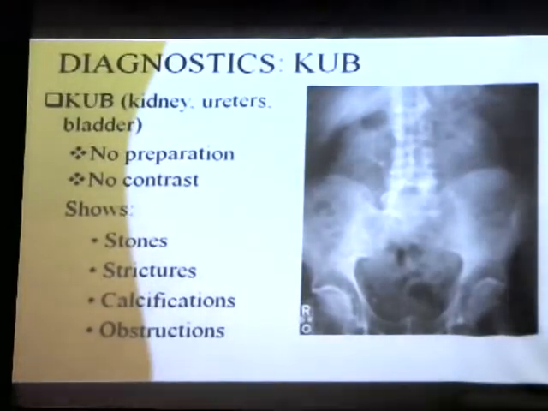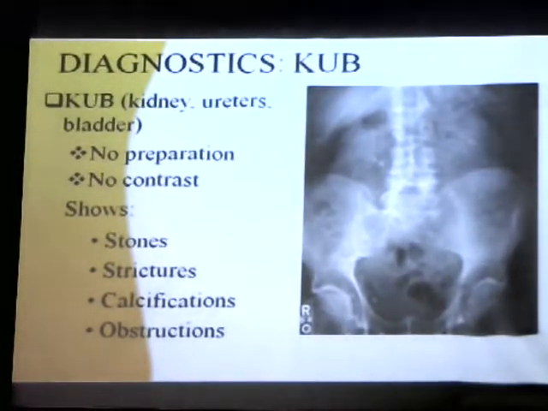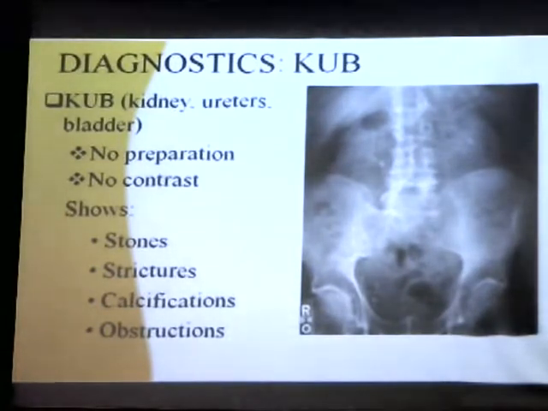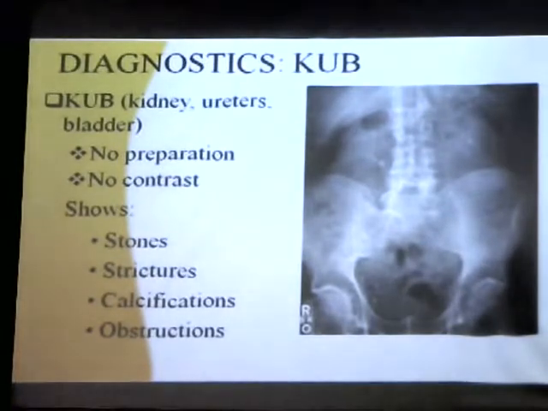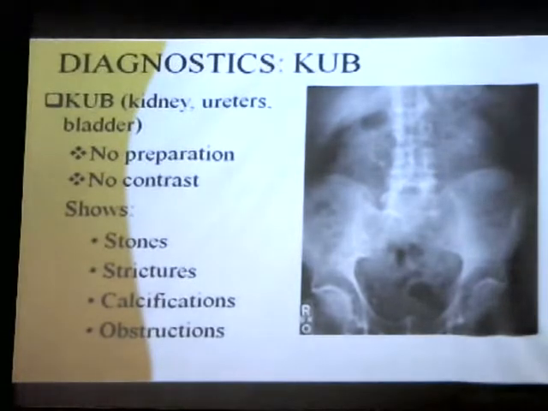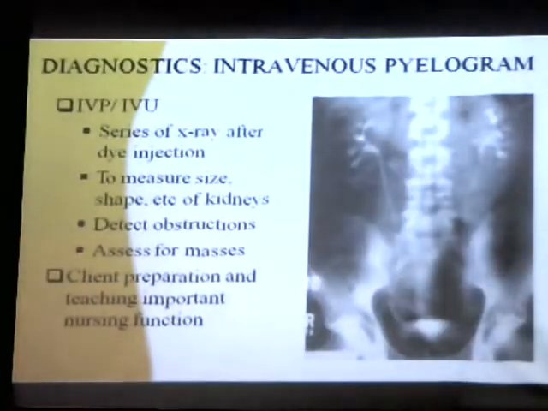The other diagnostic techniques are KUB, that is kidney, ureter, and bladder need to be observed. Here we are not using any contrast technique. It actually shows stone, stricture, calcification, and obstructions. Also, contrast like the IVP and IVU may be used as a series of X-ray after.